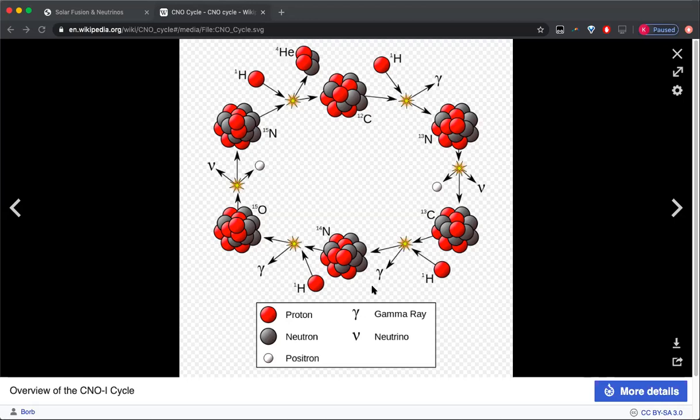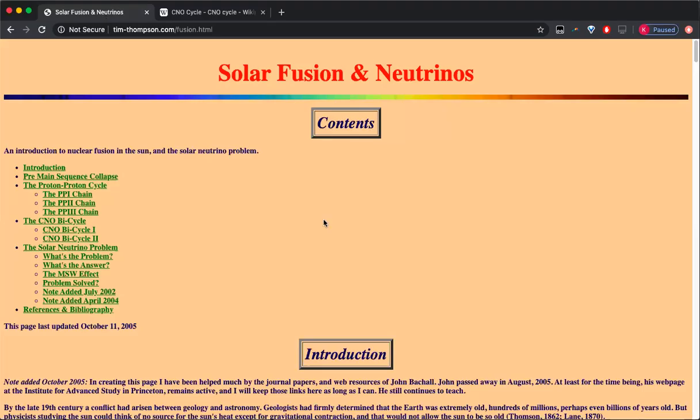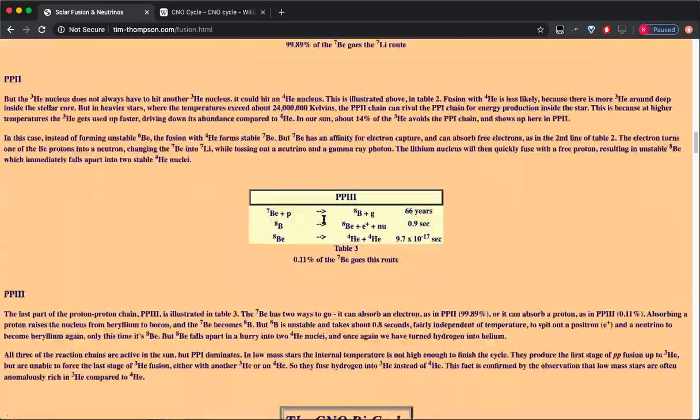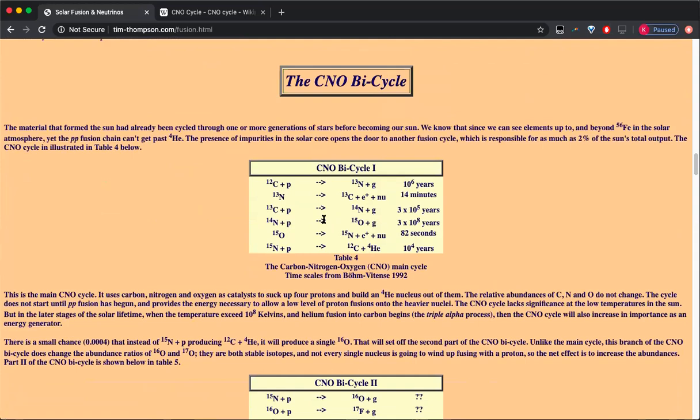What this question is asking is, why is there a high abundance specifically of this nitrogen-14 nucleus on the bottom middle right here? Well, if we head on over to the link on the worksheet and scroll down quite a bit to table 4 and skip over all the PP chain stuff, we can see that in the right-hand column are time scales that tell us how long, on average, it takes for a typical one of these 6 steps.